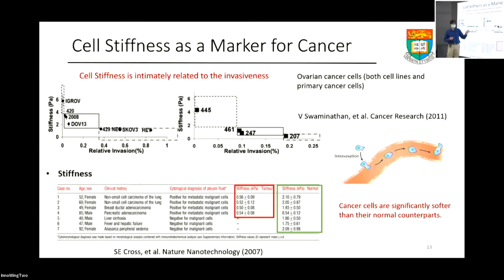Okay, this is for adherent cells. Now for circulating cells, it may not be the case. The common understanding is that during metastasis, the cell needs to migrate, right? And then needs to squeeze through some tight junctions in the tissue or in the blood vessel. So if the cell is softer, it will make it much easier to spread. That's one of the justifications.